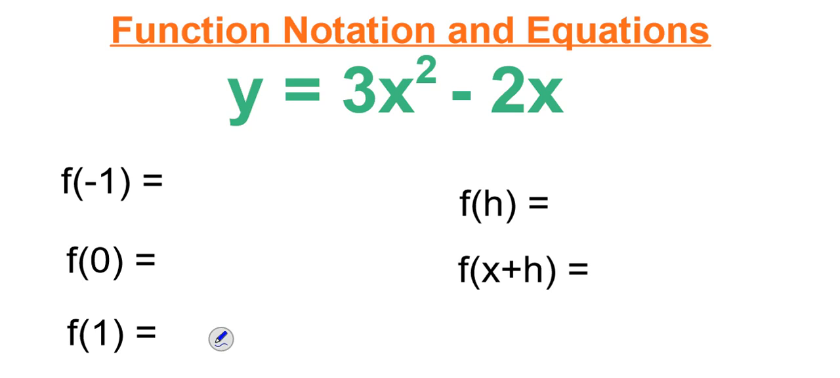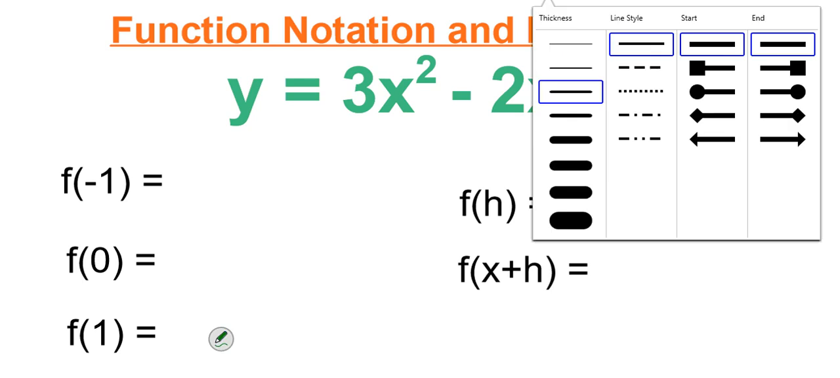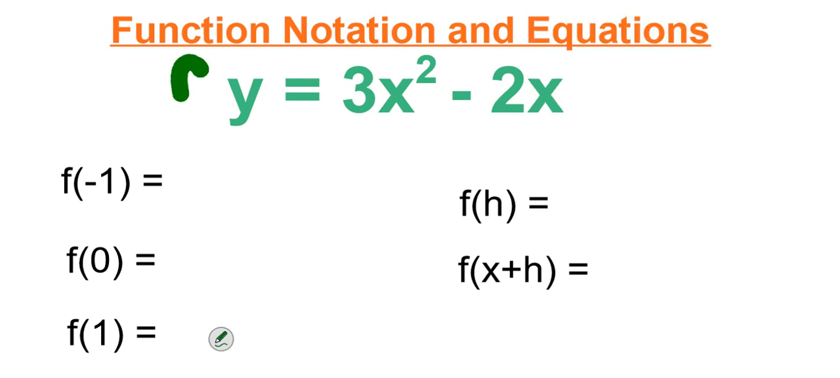All right, function notation with equations. How are we going to use that? When we see f of -1 and we're given, oh, my bad, this should not say y equals 3x squared minus 2x. It should say f of x equals 3x squared minus 2x. All right, let's keep going.